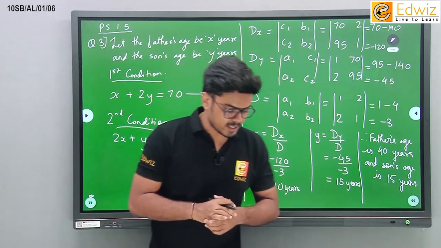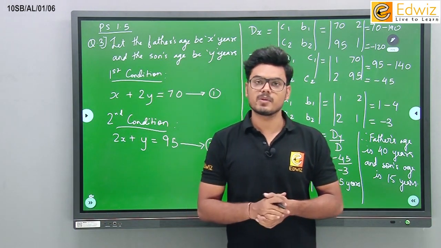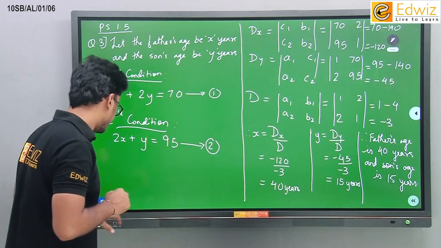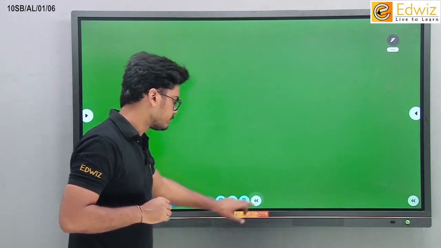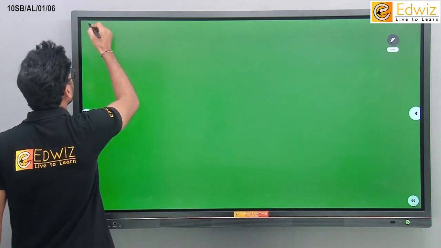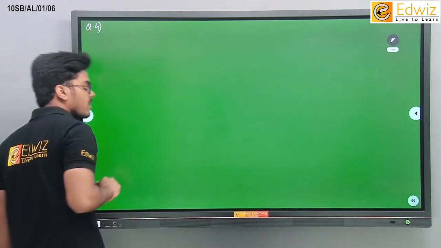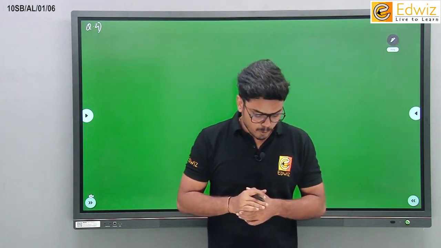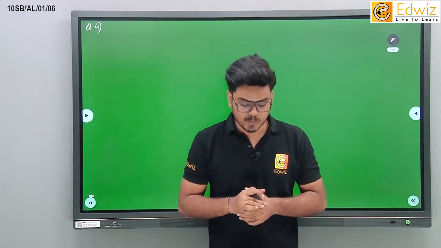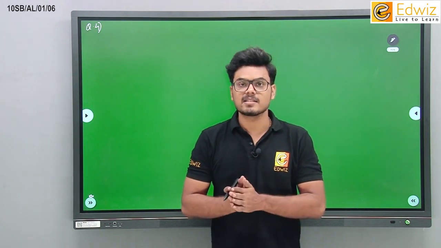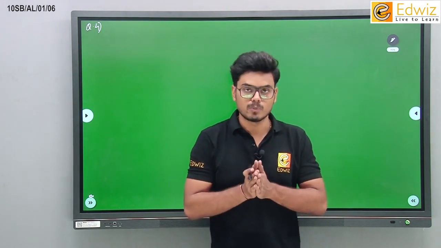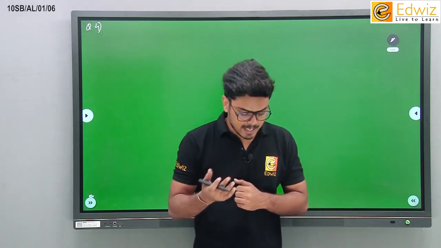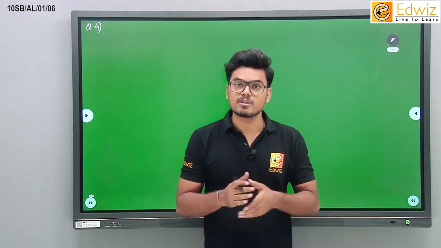Alright students, I hope you are done with this. Moving on to the next question, that is question number 4, word problem number 4. The question is, the denominator of a fraction is 4 more than twice its numerator. Okay, so there is a fraction जिसका numerator denominator दोनों हम लोगों को नहीं पता है, but we know that the denominator is 4 more than twice its numerator.